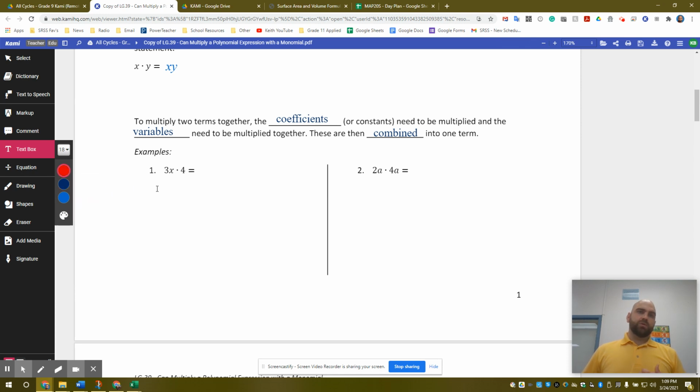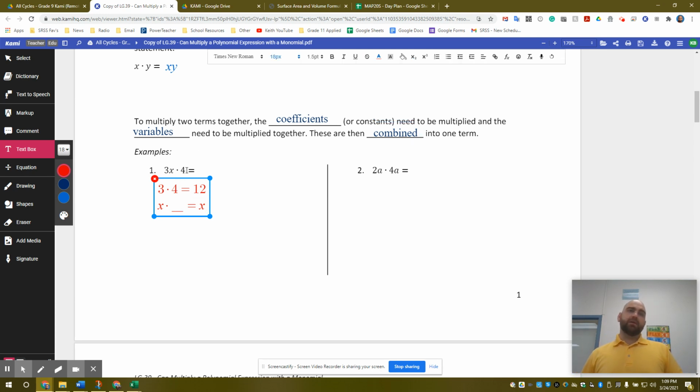So what we're going to do is do this in three parts. The first part is we're going to multiply the numbers together. We're going to do 3 times 4, and 3 times 4 is 12. The next step is we're going to take the letters. Here we have x times, well, it's blank. There is nothing. So in other words, what we're going to be left with is just x, because there's one x, that's it. So then we just continue and keep on going with that.